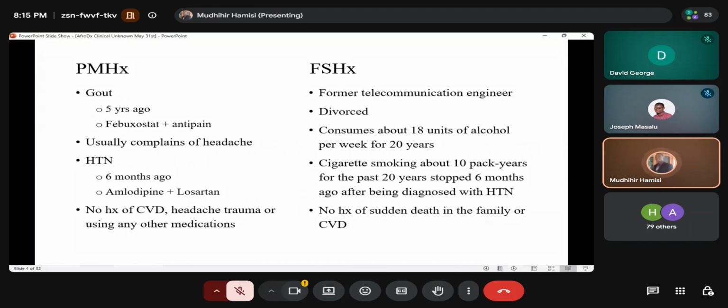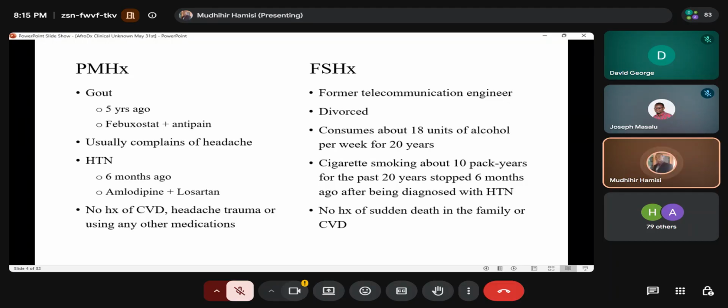On the past medical history, 5 years ago this patient was diagnosed with gout. He was having symptoms of multiple joint pains. When he went to the hospital, they told him that he had gout, so he had to stop eating meat. They gave him medication, which he was taking irregularly. When he felt some joint pain, he was taking febuxostat and a painkiller.